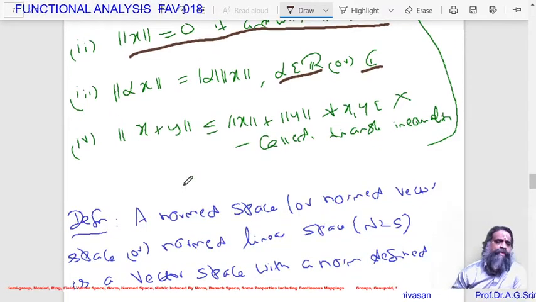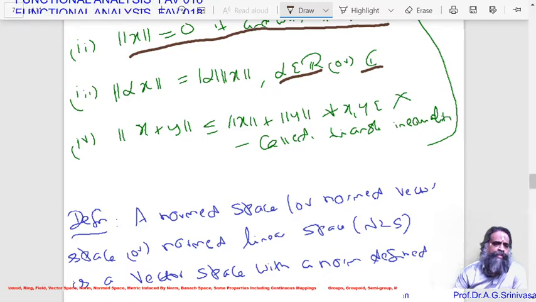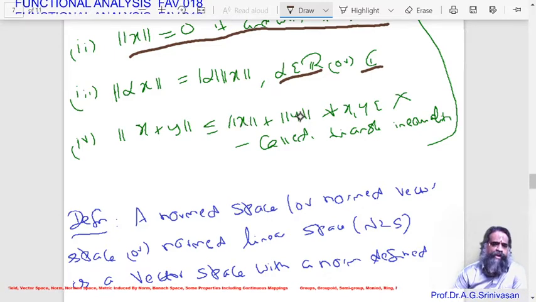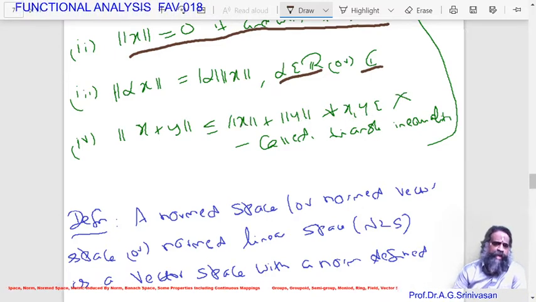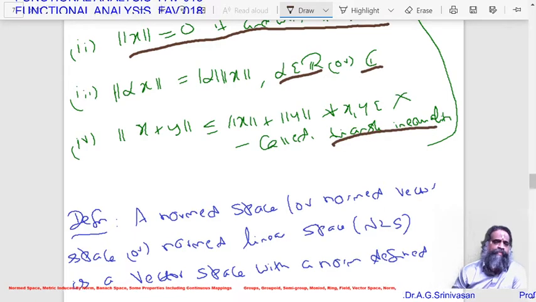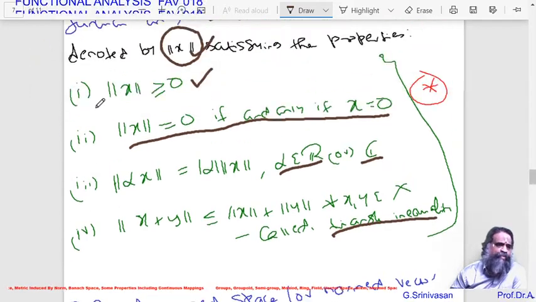And the triangle inequality of the norm is norm x plus y is less than or equal to norm x plus norm y for every x, y belongs to X. And this is called the triangle inequality. So norm will satisfy these four axioms.